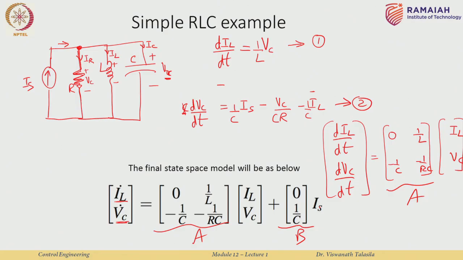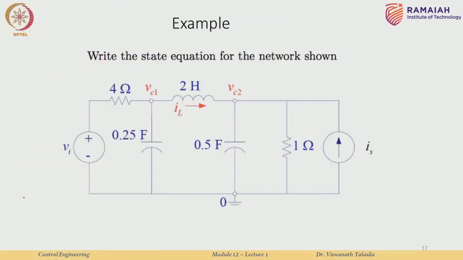Let us say that you want to make a measurement of both the current flowing through the inductor as well as the voltage drop across the capacitor. In that case, your y equal to Cx will have the following form. It will be 1, 1, and you will have IL and Vc, assuming you want to make both the measurements. Alright, let us look at the next example, which is again an electric circuit.